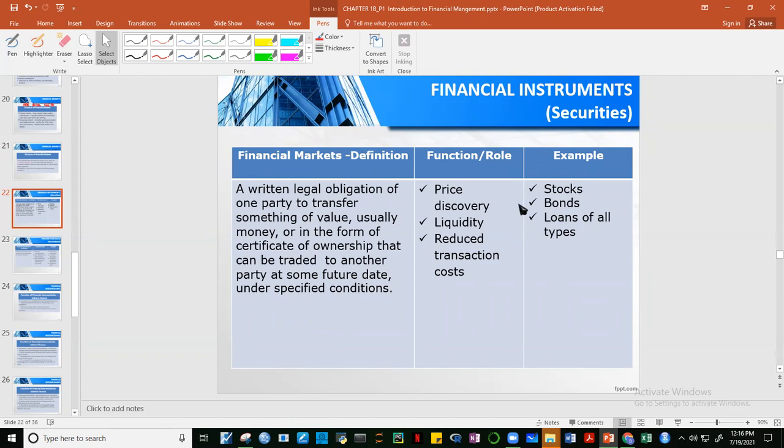Okay? So, financial instruments, sabi natin, can be stocks, bonds, or all forms of loans, guys. These are what we call securities. Okay, so, ano bang role ng instruments? Price discovery, ibig sabihin, doon nakalagay yung price. Liquidity, also binanggitan natin kanina, and reduced transaction costs. These are more, guys, benefits from the use of financial markets. Okay, yung instruments, yung securities, yung document, kung saan ito tinitrade sa markets. Okay, so these are more benefits from trading the securities in the market.